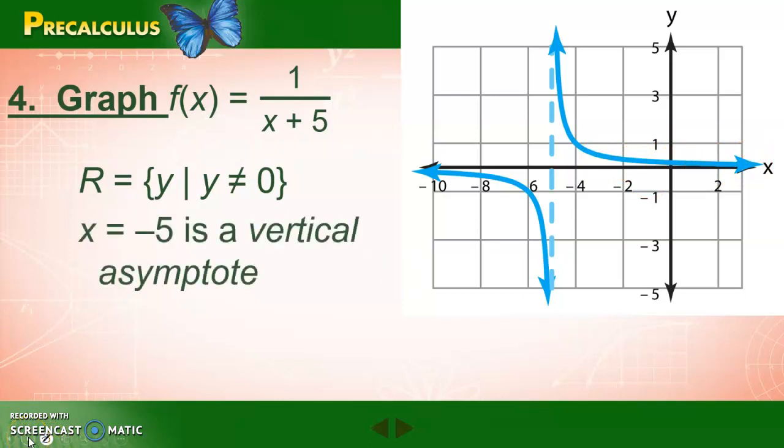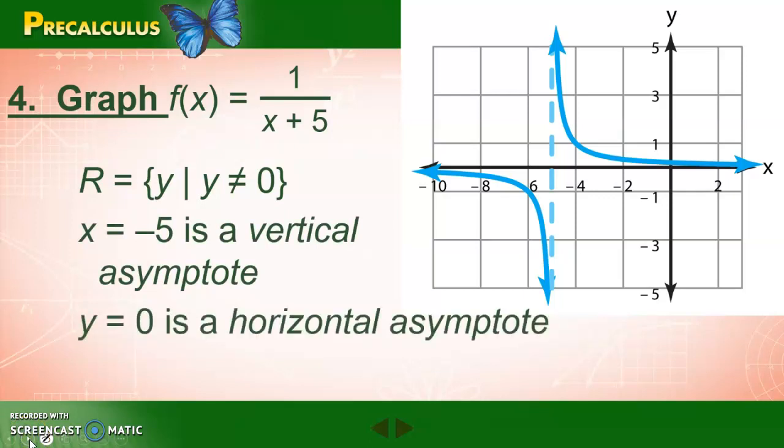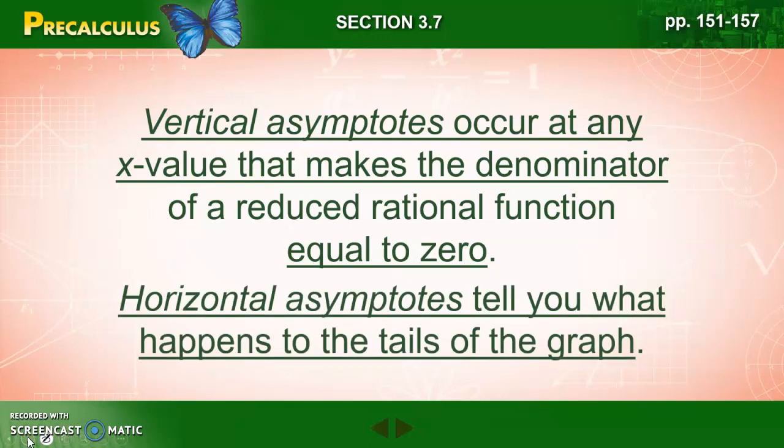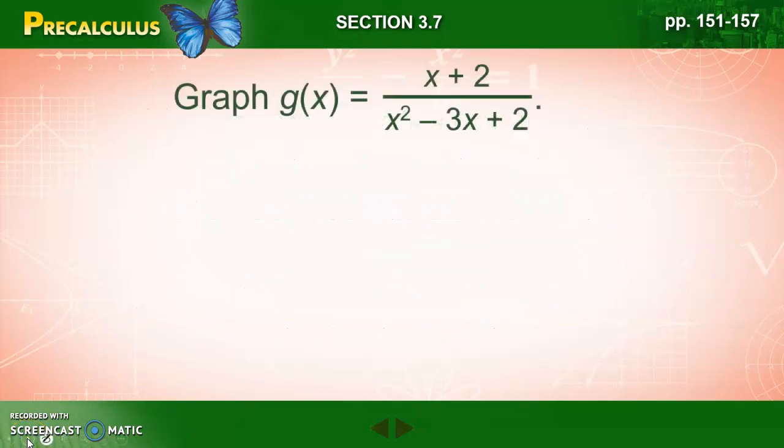We have a vertical asymptote at x equals -5, and y equals 0, what we just said, is a horizontal asymptote. Vertical asymptotes occur at any x value that makes the denominator of a reduced rational function equal to 0. And horizontal asymptotes tell you what happens to the tails of the graph. So while you cannot cross a vertical asymptote, a horizontal asymptote you can cross, and it just tells you the behavior of the tails, what the tails are approaching.